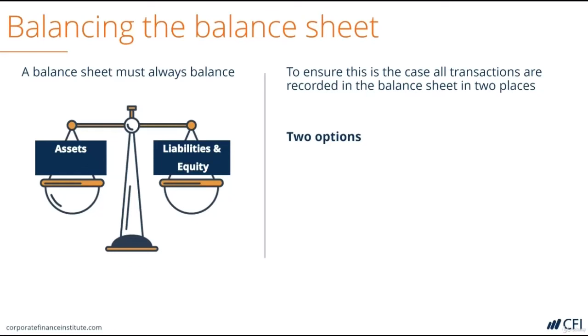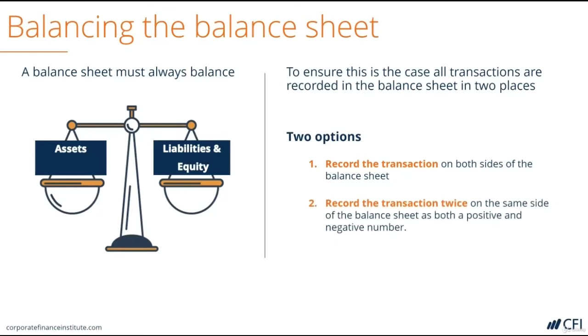There are two options for doing this. The first option is to record any transaction on both sides. For example, if a company uses cash to pay down debt, the asset side of the balance sheet goes down on the cash balance, and the liabilities side of the debt owed also goes down by the same amount. So the balance sheet still balances.